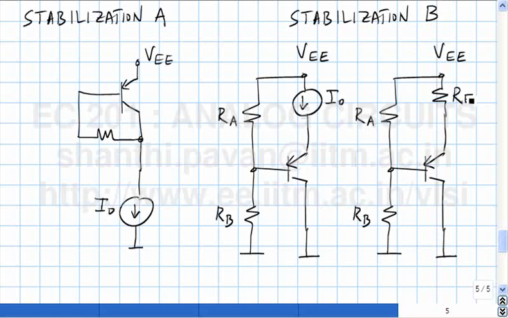GM RE must be much larger than 1. What is that equivalent to? If the drop across this resistor RE is much larger than VT, where VT is the thermal voltage, then that's equivalent to saying GM RE is much larger than 1.